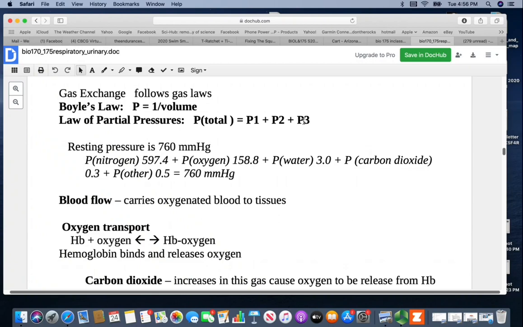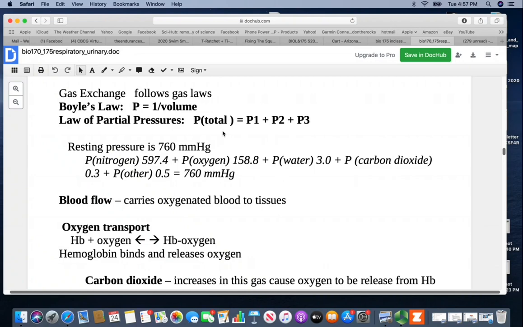So if our resting pressure at sea level is 760 millimeters of mercury, nitrogen is a little over 78%. So the pressure of nitrogen would be 597.4. Oxygen is around 21%. That would come out to be 158.8. Pressure of water is 3. Pressure of carbon dioxide is 0.3. And the pressure of the miscellaneous other gases comes out to be 0.5.